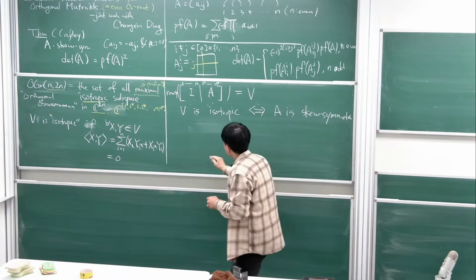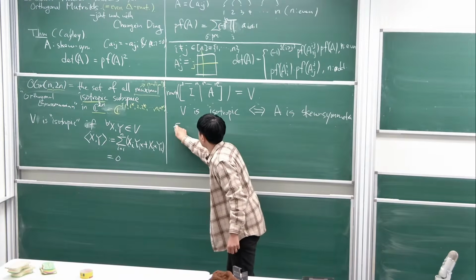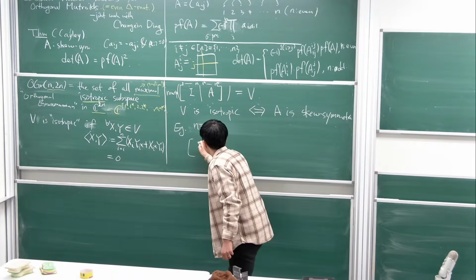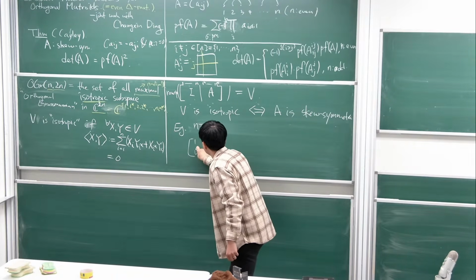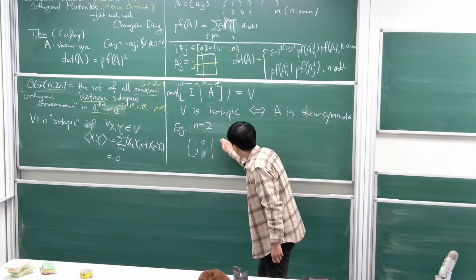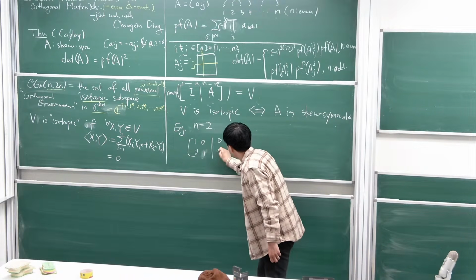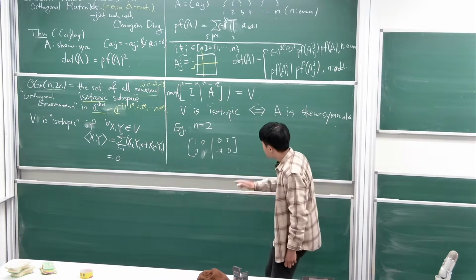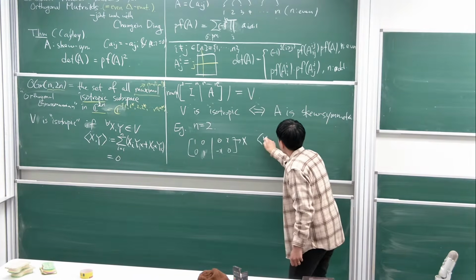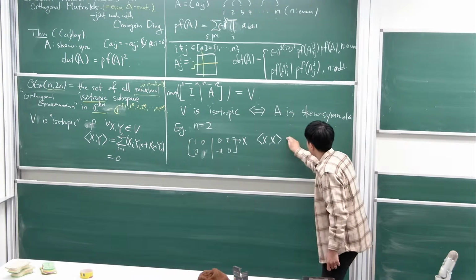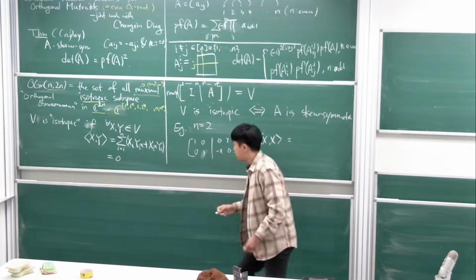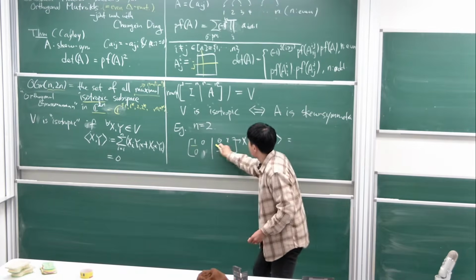So for example, if we consider n equal to 2, then we put the identity matrix on the left-hand side, and on the right-hand side it should be a skew-symmetric matrix. It looks somewhat like this. In this case, I will denote this by x. Then the pairing of x with x is x1 times x1*.